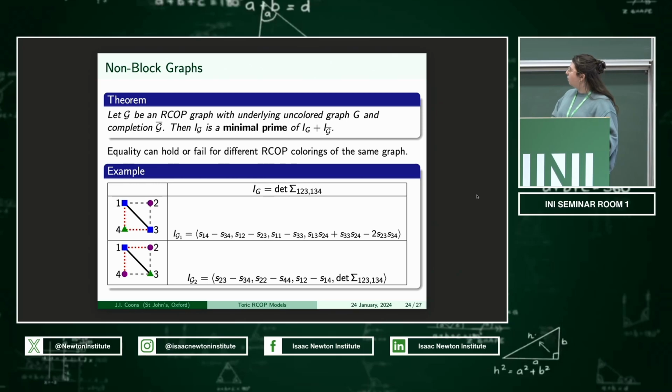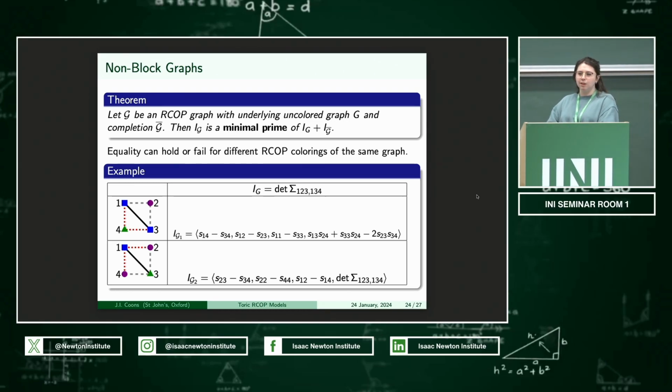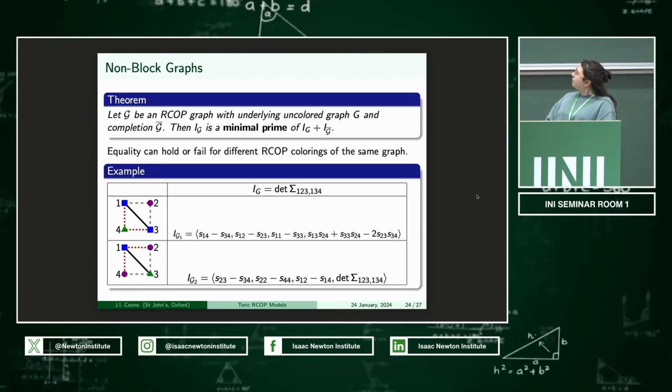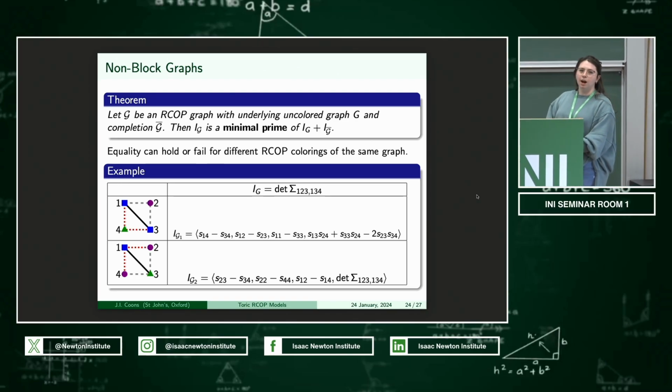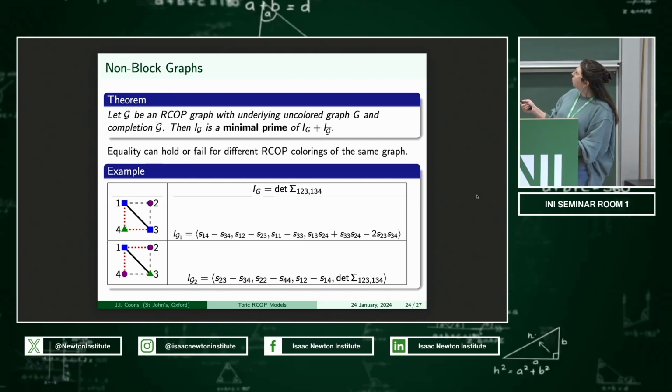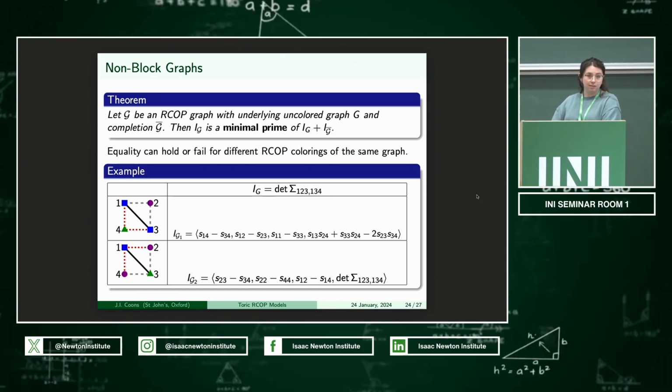Great. Okay, so I promised a little bit about non-block graphs. The topic of continuing work with Aida Maraj, and we also proved this with Hal Schenck, is that I don't get this same sort of thing for non-block graphs, but I at least get a minimal prime. So if this script G is an RCOP block graph, whose underlying uncolored graph is this regular G, and its completion is G bar, then at least the ideal I'm interested in is a minimal prime of the sum of these 2 ideals.